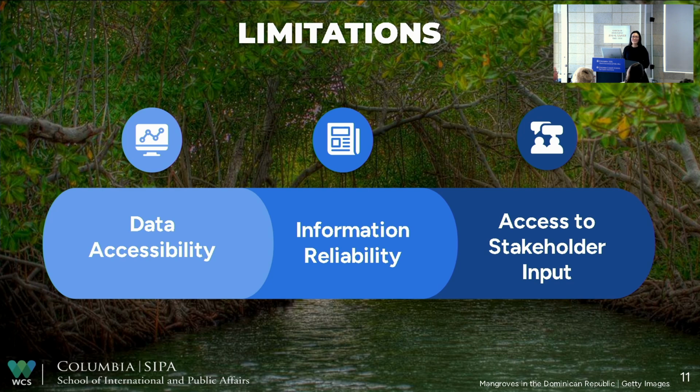But of course, as with any research, we faced limitations while conducting our work, and we wanted to be transparent about those issues, which are related mostly to data accessibility and data reliability, because some countries are hesitant to share their data due to political or safety concerns. Therefore, finding reliable sources of information was challenging.